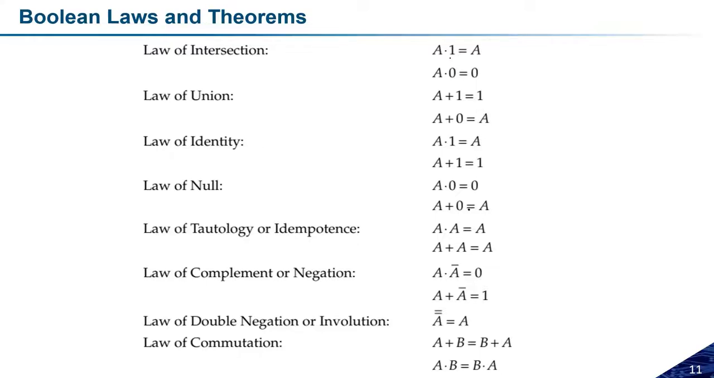Law of idempotence, like if the same variable is used for the operation, like A dot A or A plus A, this is the law of tautology. Similarly, the law of complement or law of negation is like if we are using the opposite logic for the operation, like A dot A bar and A plus A bar, then we call it the law of complement. Okay. Similarly, the law of involution, like a complement of a complement, we have already discussed this, that you will get A, just like what we discussed before.